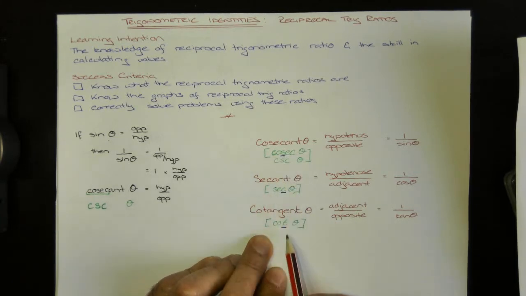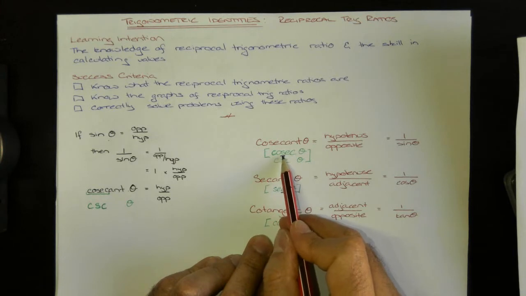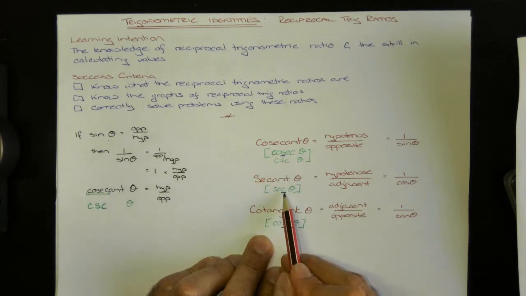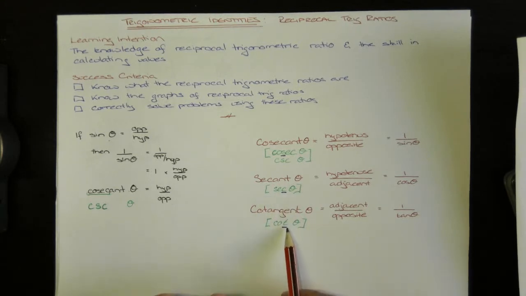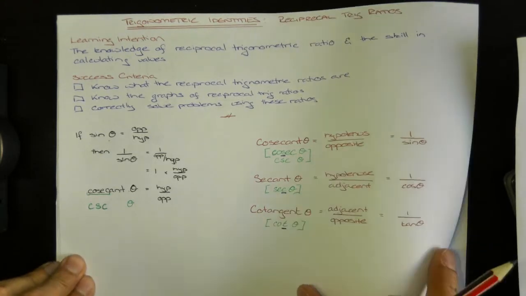Note the third letter of the symbol. Cosec is the reciprocal of sine, the middle letter is S. Sec theta, the third letter is C, it's the reciprocal of cos. Cot theta, the third letter is T, it's the reciprocal of tan.